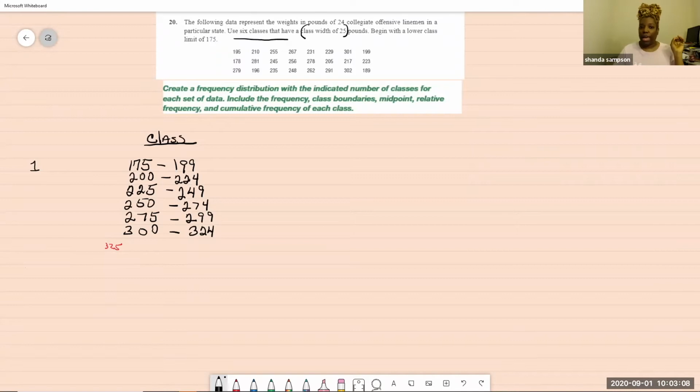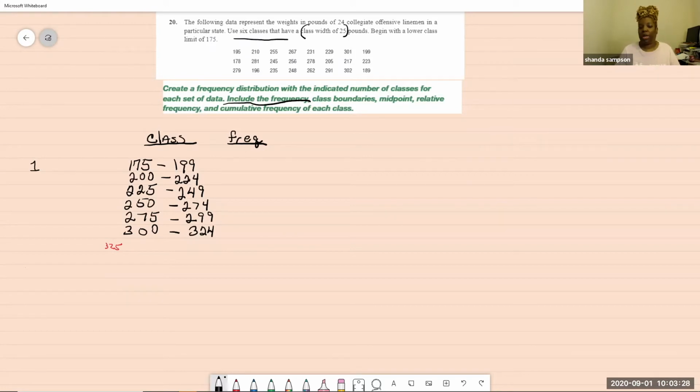So now we have our classes, what are we going to do? All right, we got our 6 classes, so let's see what the directions say. First, we're going to include the frequency. So now we're going to include a frequency table. So we're going to include the frequencies here, all right? So we're going to go back and count up those frequencies.